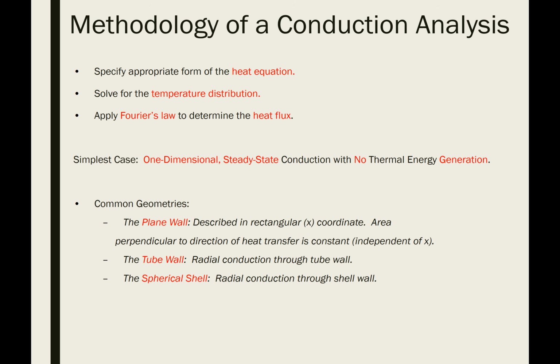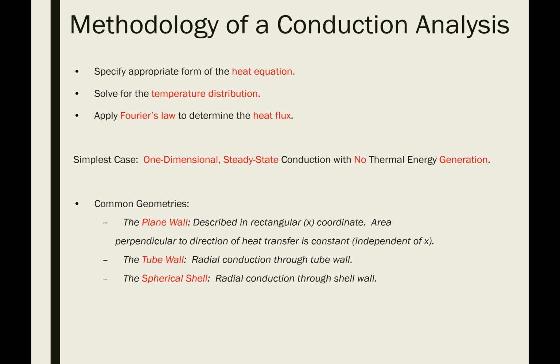Okay, so this is basically how you do a conduction analysis. You would specify the appropriate form of the heat equation. So we made the heat equation really, really simple. It just became a second order differential equation where we cared about the second derivative of temperature with respect to x. We didn't have the generation term in there. Even if it were constant generation, that simple term makes things a little bit more complicated. So then we solved for the temperature distribution.